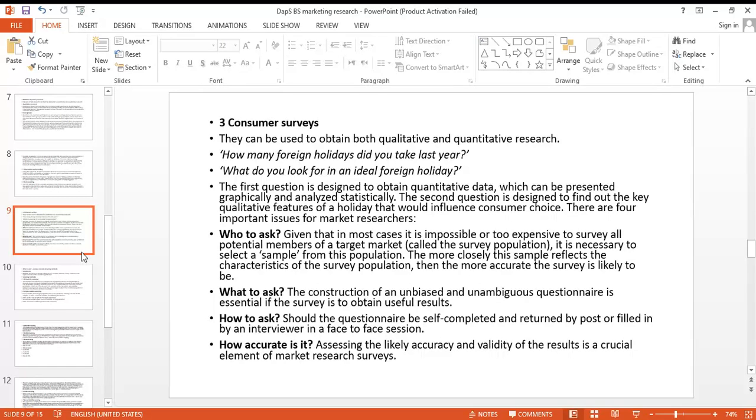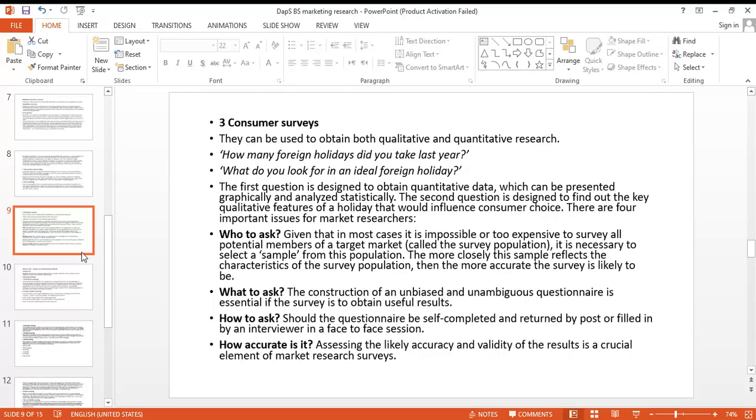Usually, the first questions are designed to obtain quantitative information, and later on, the questions are designed to find out qualitative information. How many holidays do you take? Quantitative. Why do you go to a certain destination? That's qualitative. In consumer surveys, there are certain things which are very important. You must know who to ask. Please remember there's something called validity. Validity means that the research must discover what it claims to discover.